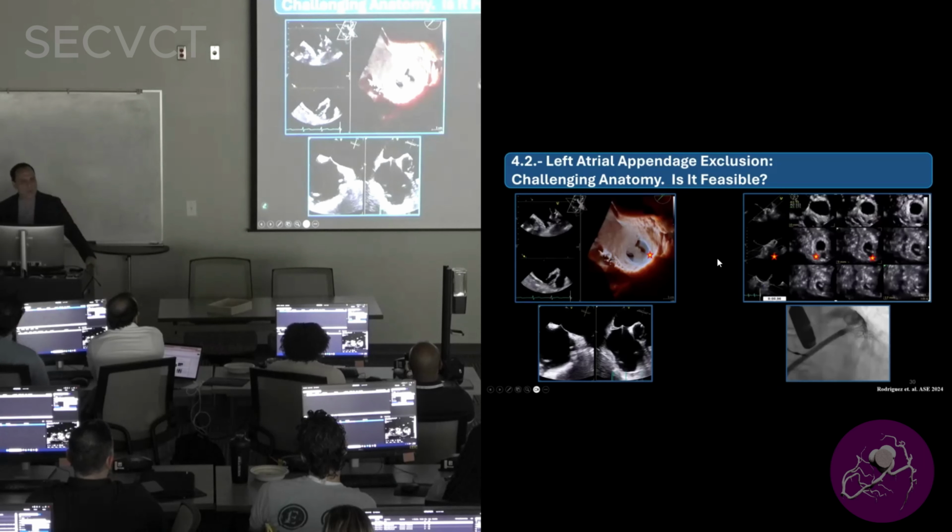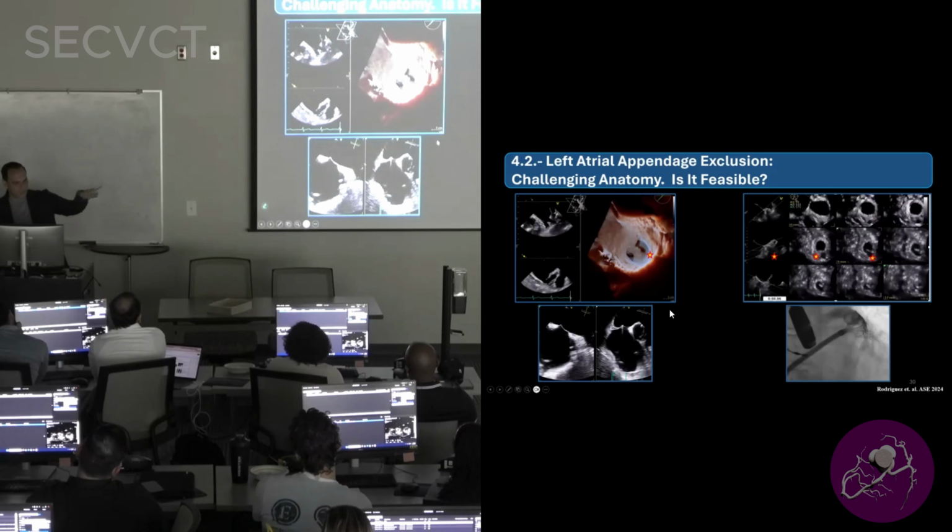Now, can we use CT at the time of closure itself? This was a patient of mine that lived a couple hundred miles away from my hospital. He couldn't come for procedural planning. And this is what I saw on my TE. You can see that this is a whale tail. This is like looking at the tail of a whale, splitting in half.